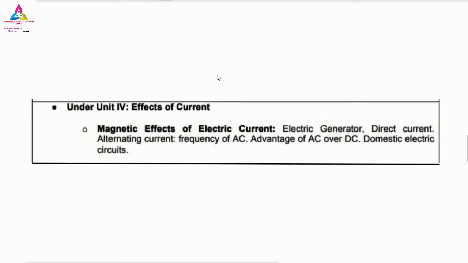Coming to unit 4, effects of current, that is the most important lesson. In that you had the magnetic effect of electric current. In that lesson they have removed electric generator, direct current, alternating current, frequency of AC, advantage of AC over DC, and domestic electric circuit. The main topics only they have removed, and you still have lots of things to learn in this.